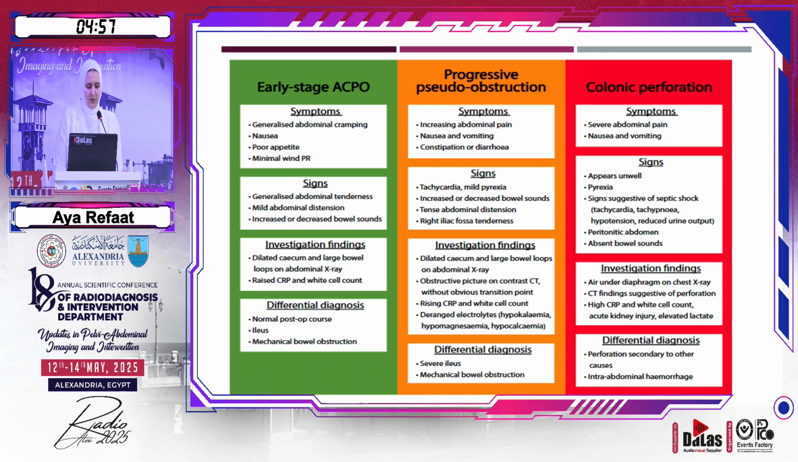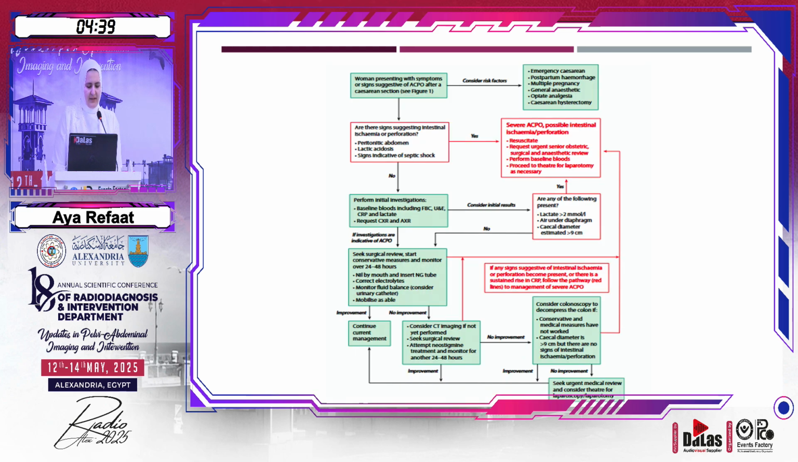This is a diagram showing the symptoms, signs, investigations, and differential diagnosis of Ogilvie syndrome according to its severity, from early stage to progressive pseudo-obstruction up to colonic perforation, which most commonly occurs in the cecum according to the law of Laplace. This is an algorithm indicating the management of acute colonic pseudo-obstruction according to its severity. If there is any sign suggesting intestinal ischemia or perforation, it needs urgent surgical intervention. If not, conservative management. If that fails, endoscopic decompression is needed.